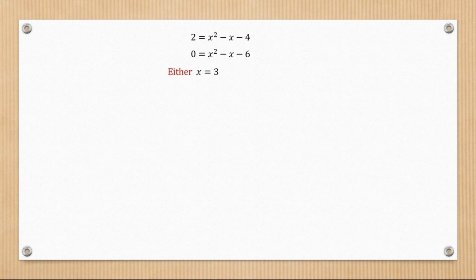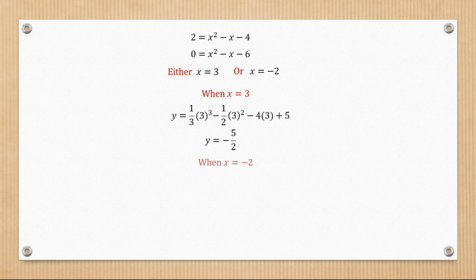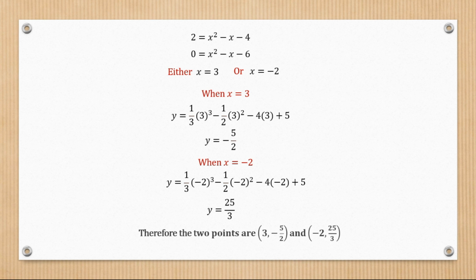Now when I solve this quadratically, I can find x as either being equal to 3 or x being equal to negative 2. When x is 3, y shall be equal to negative 5 over 2. Then when x is equal to negative 2, y shall be equal to 25 over 3. Therefore, the 2 points are (3, -5/2) and (-2, 25/3). And those are the answers they wanted.